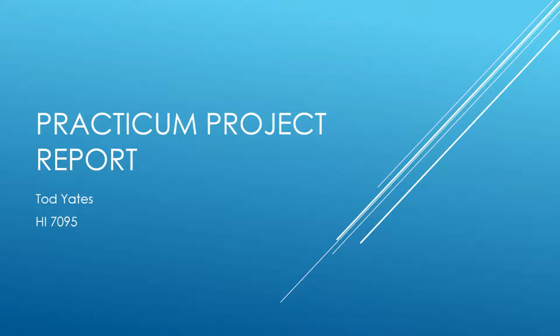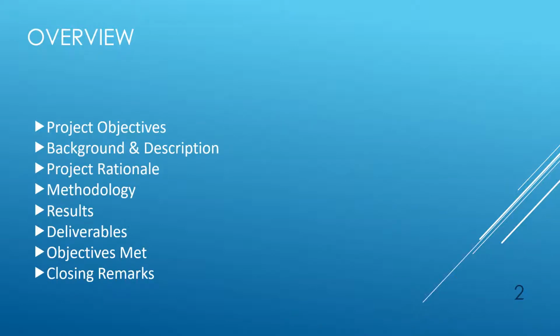And a quick look at what we're going to cover today. So we'll start out with some objectives, or what were our intentions and goals. Then a little background and description, or why were we doing this project. Project rationale, reasons for doing the project from views of different stakeholders.